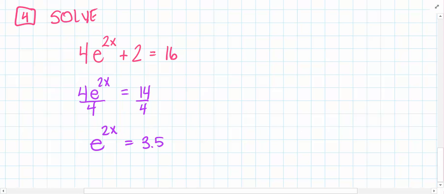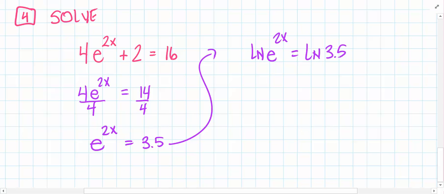Now what do we do, Jake? Well, you could make them into L. Yeah, the natural log of e to the 2x is now equal to the natural log of 3.5. Now, why did we choose to do a natural log? Because it has an e in it, exactly, the base of e. Now, the cool thing about this is what happens to that 2x? To the front. It goes down in front, very good. So we have 2x times the natural log of e is equal to the natural log of 3.5.